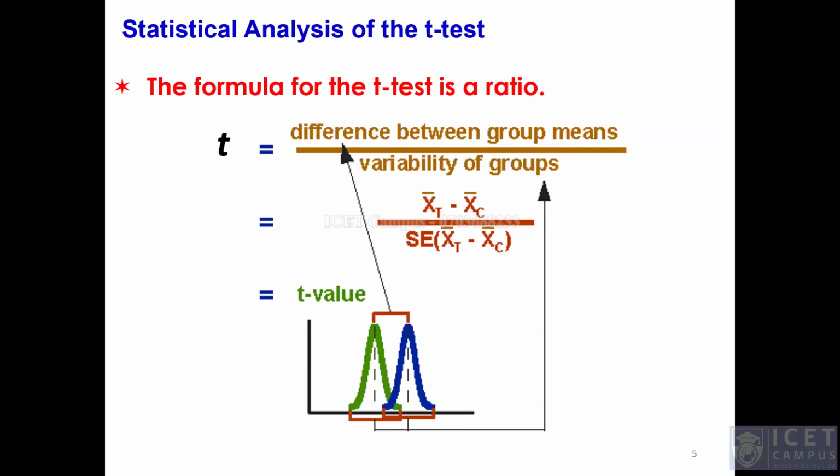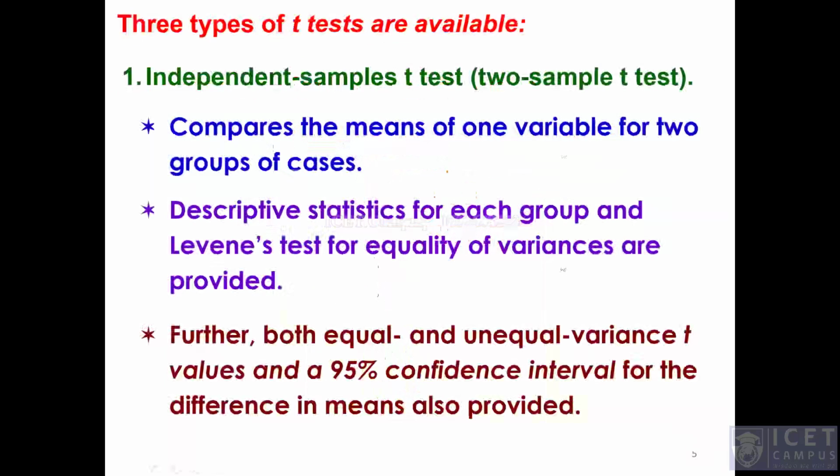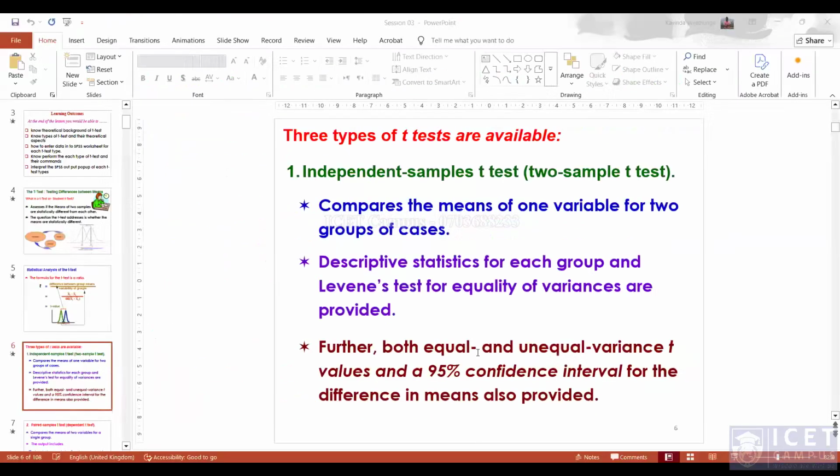Because we can find these values using SPSS and other programs very easily, right? Three types of t-tests are available. There are three types of t-tests, so you have to remember that in your mind. You have to select which one is appropriate to your test.